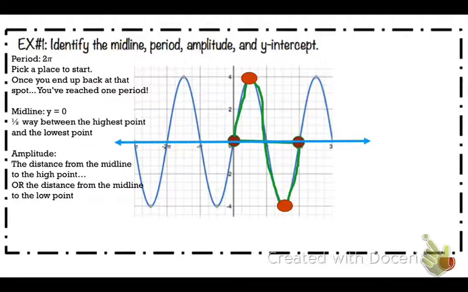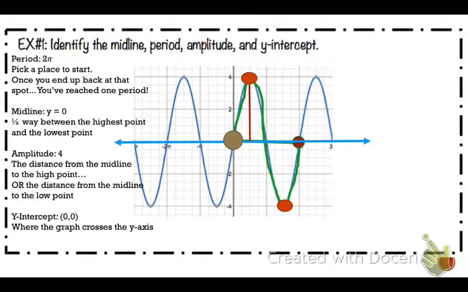Now my amplitude is the distance from the midline to the high point or the distance from the midline to the low point. So if I go from that midline, I'm going to go up 4. My amplitude is 4. You could also go down 4 to hit that low point, and that distance is 4. Amplitude is always positive. Always positive. Now, last thing, y-intercept is where it crosses the y-axis. That crosses the y-axis right there, so that's at 0, 0. Cool?